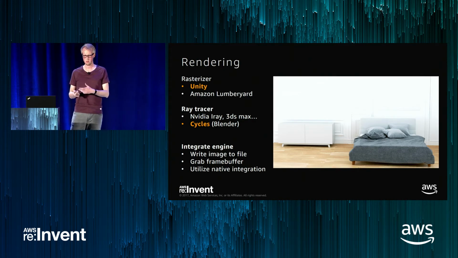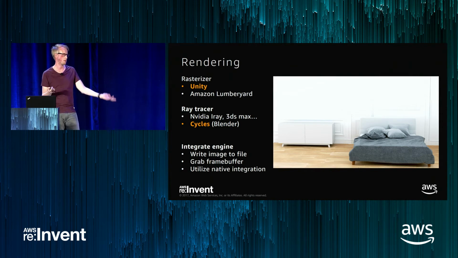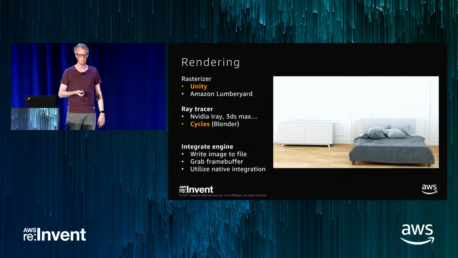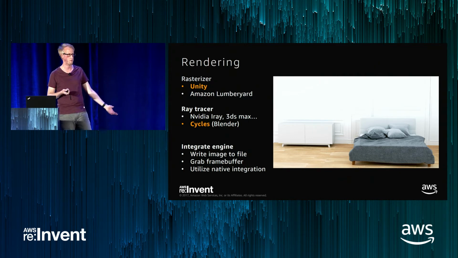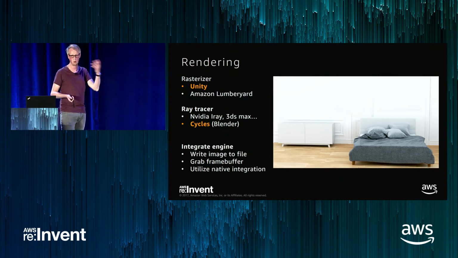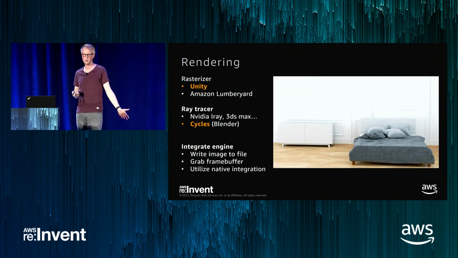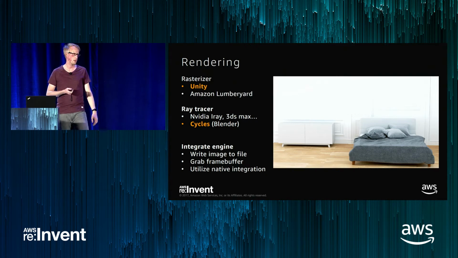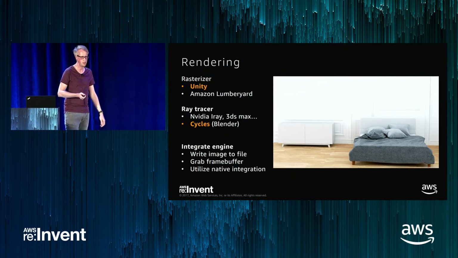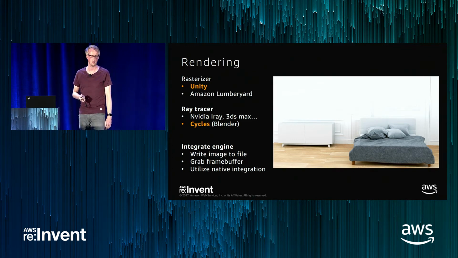So then we need to decide how we pick up the image in the end, right? We can always write it to disk and serve it somehow from there. We might also just want to grab the frame buffer of the operating system and just pull out the images from there. Or, depending on the engine we use, we can also build a native integration so we can directly push out the images back over the HTTP connection to our user. That kind of depends on what technology you pick. Writing to file is probably the easiest.